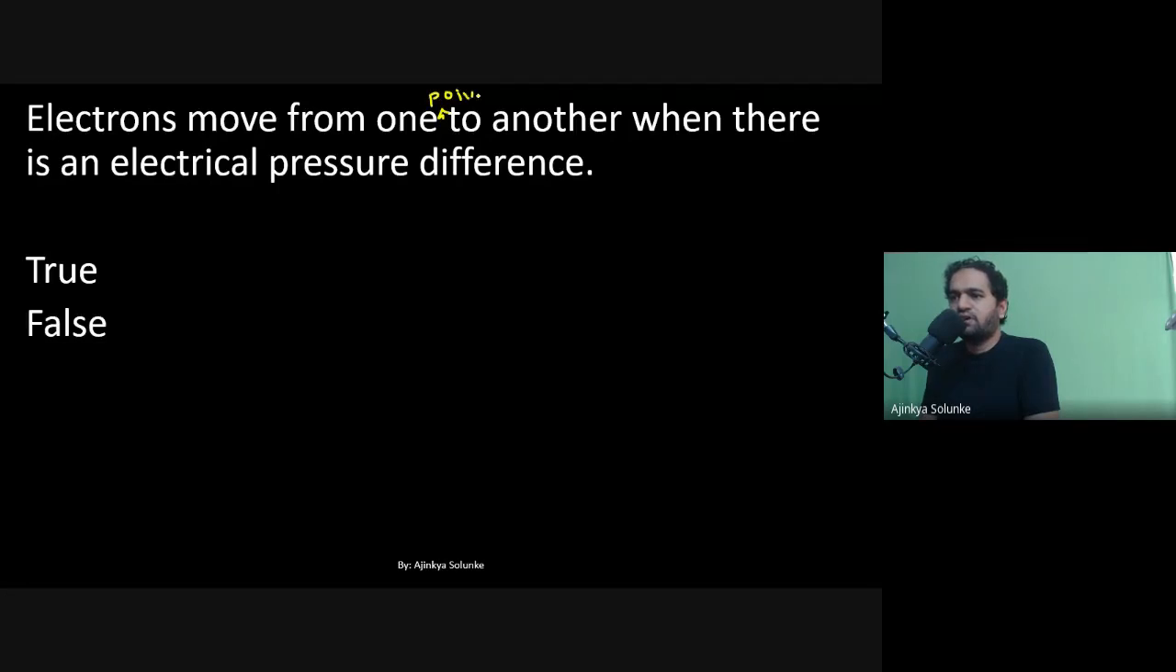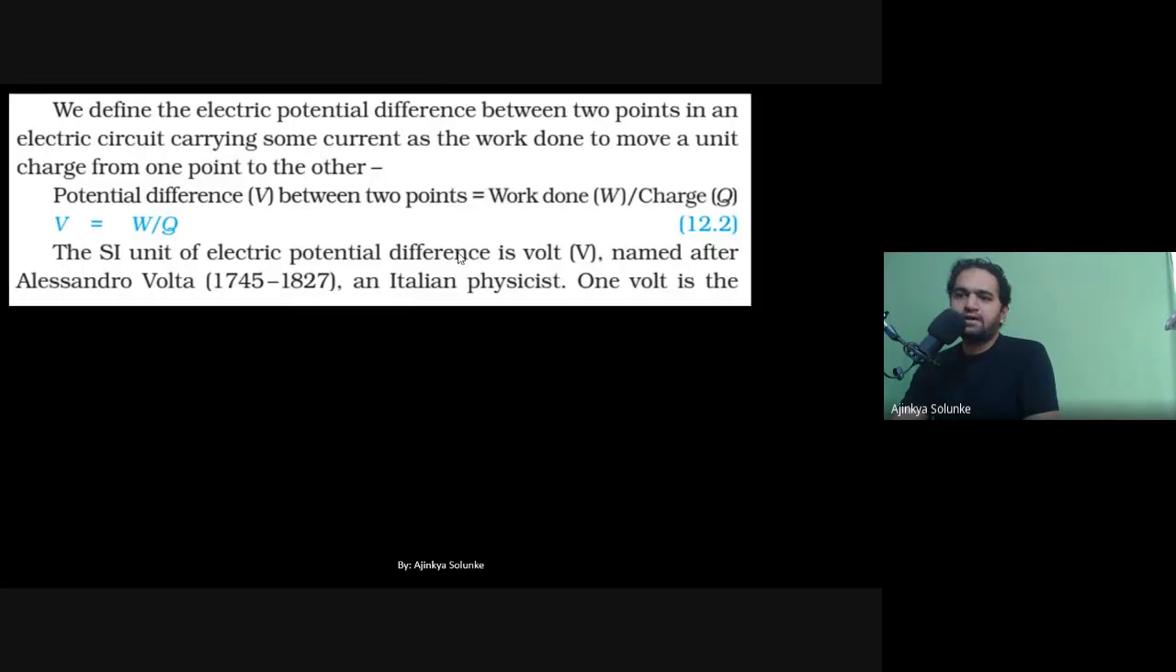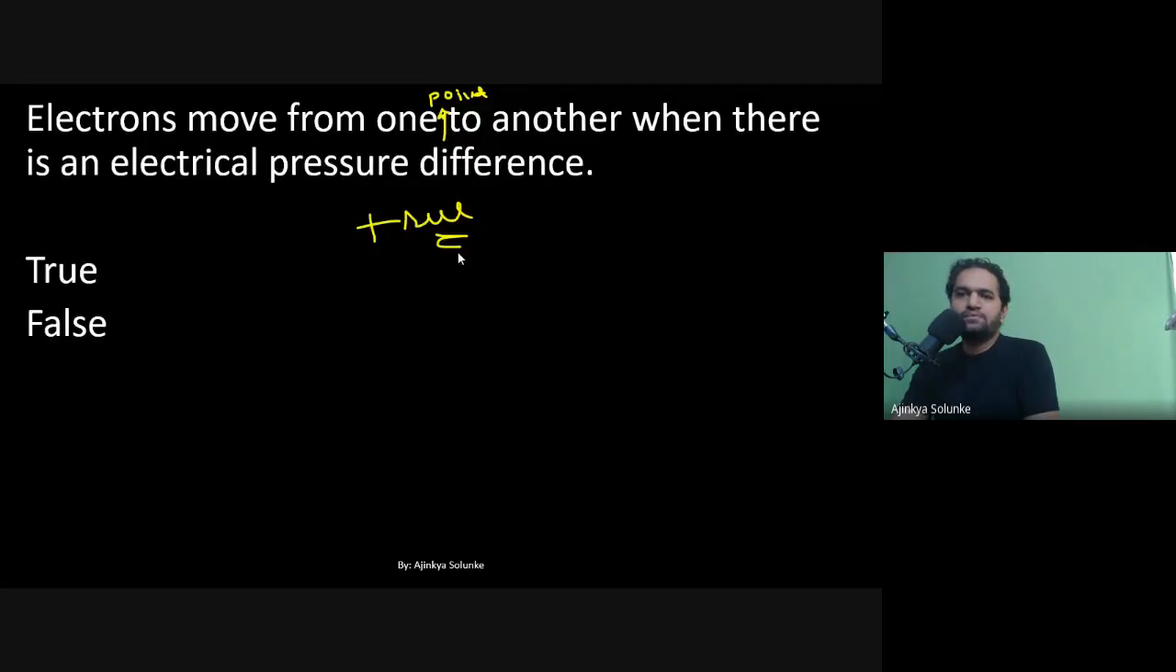Current flows from one point to another when there is an electrical pressure difference. True? Okay, take it. True. Good. Okay. Next question.